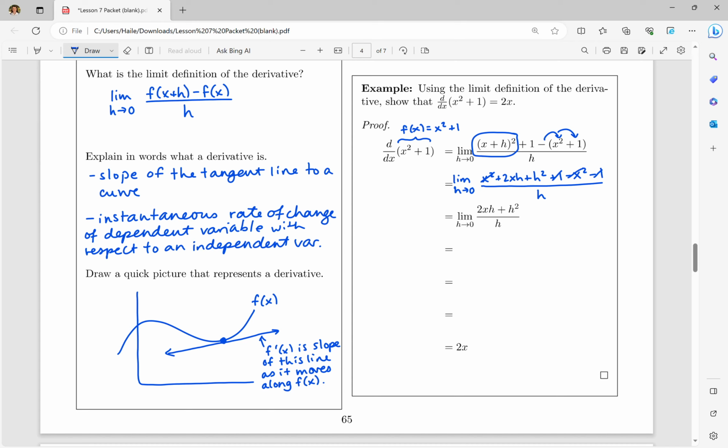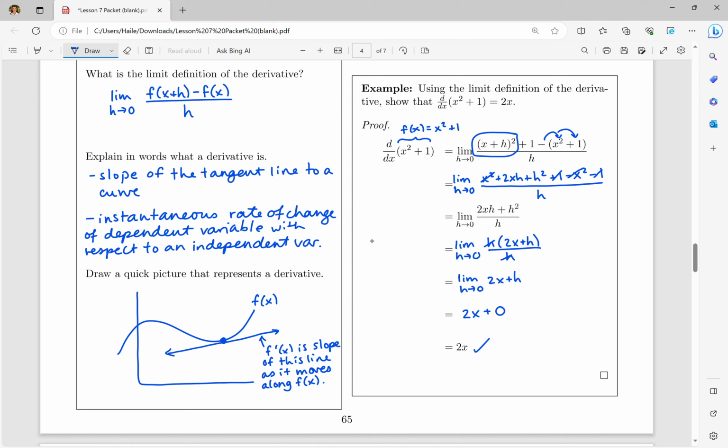Well, my goal is to cancel this h in the denominator because that's the issue with my limit of h going to 0. I can't evaluate it with direct substitution yet because the denominator is still 0. So what I can do is I can factor out an h from the numerator. So we have the limit as h goes to 0 of h times 2x plus h all over h. I can cancel the two h's, and I get the limit as h approaches 0 of 2x plus h. Finally, I can actually take the limit now and plug in 0 for h. So we have 2x plus 0, and that leaves me with 2x, which is exactly where I wanted to get.